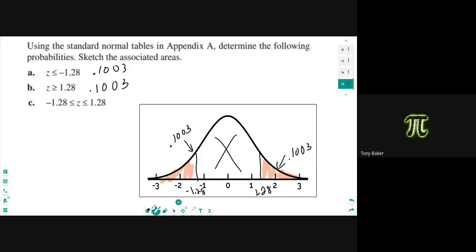Okay. Anybody have an idea how to find the middle? Two numbers together and take one and subtract. I want the complement of what I've already got, right? I want the inside and I already have the outside. So I can just do 1 minus 0.2006, which gives me 0.7994, or approximately 0.8. So I can easily just do the opposite direction.